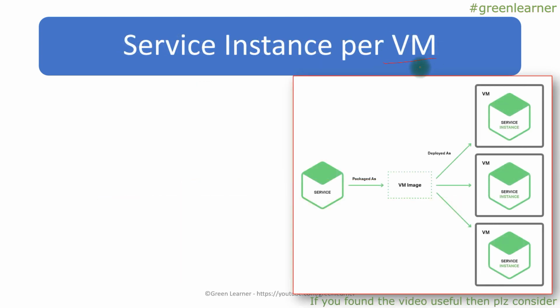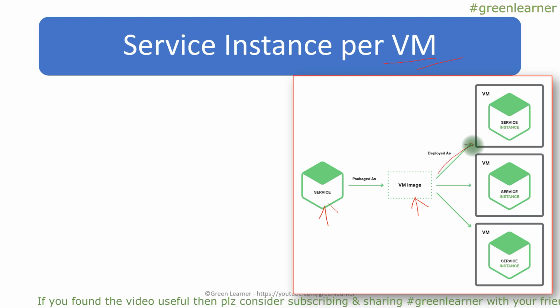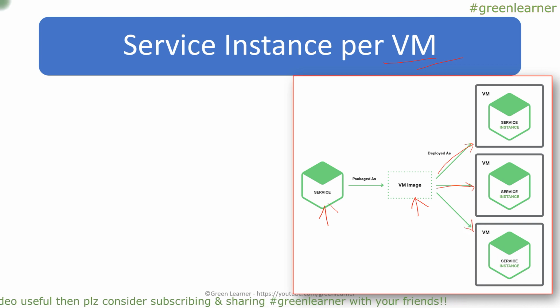First is service instance per VM. Here we have this service and it will be packaged inside a VM image. When we are starting this VM, we are deploying this VM image, so actually we are starting that service. Let's go ahead and cover a few points about this one.